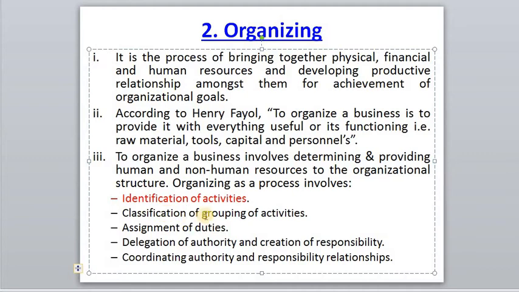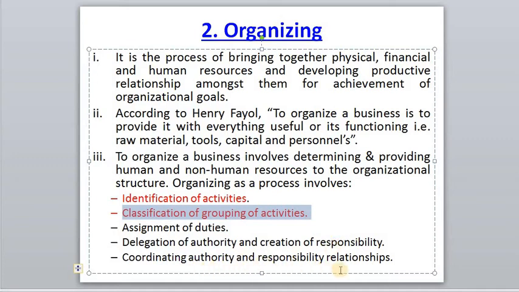Next is classification and grouping of activities. We have to club together the different activities, with their starting and end times. Then assignment of duties. Various duties will be assigned depending upon the activities and the various tasks. Next is delegation of authority. We have to delegate and fix the authorities, and create responsibilities.